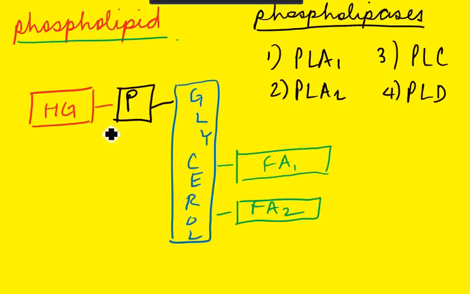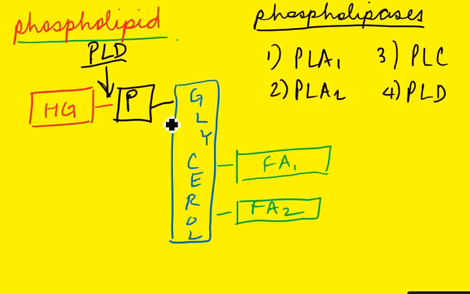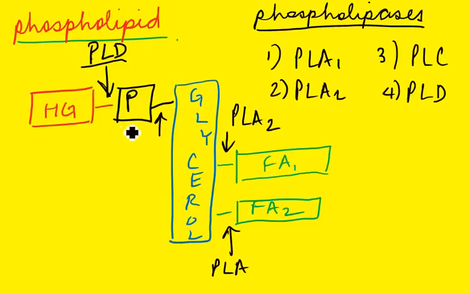This bond here between the head group and the phosphate, breaking that bond would be phospholipase D's function. When you come to the bond between glycerol and fatty acid, this bottom one is broken by phospholipase A1 and this one by phospholipase A2. And this bond between the phosphate and the glycerol is taken care of by phospholipase C.